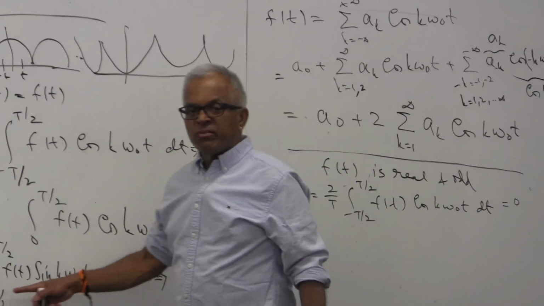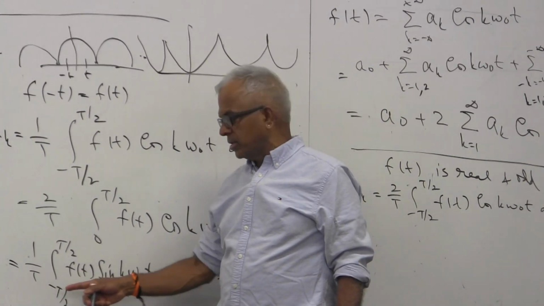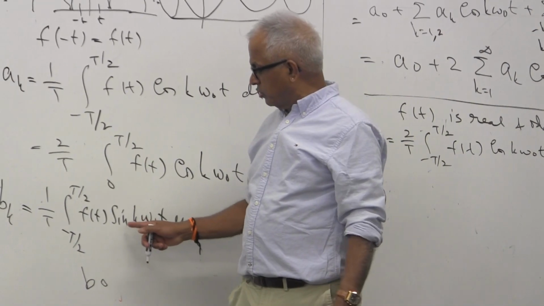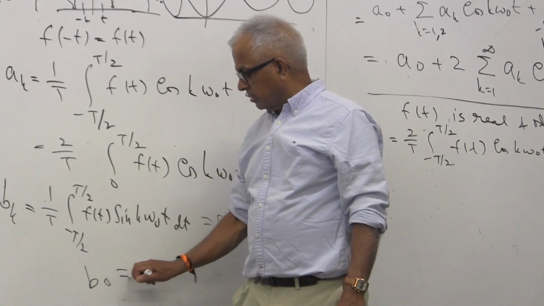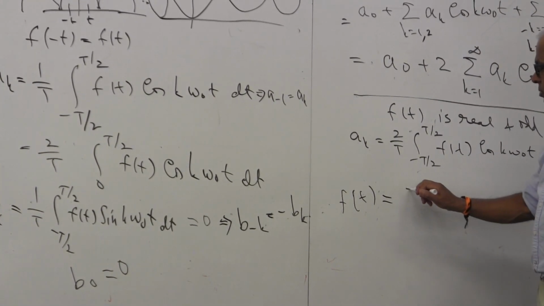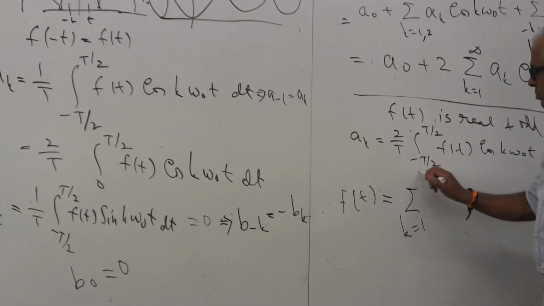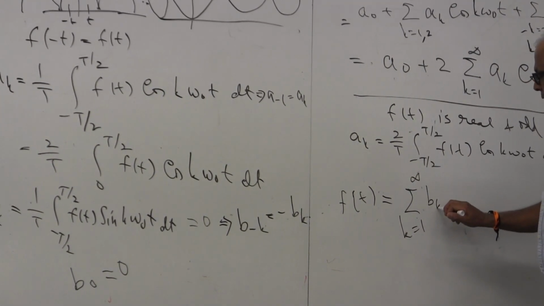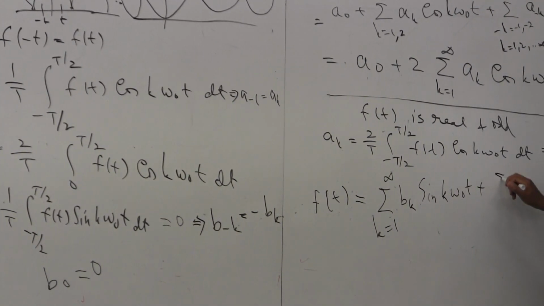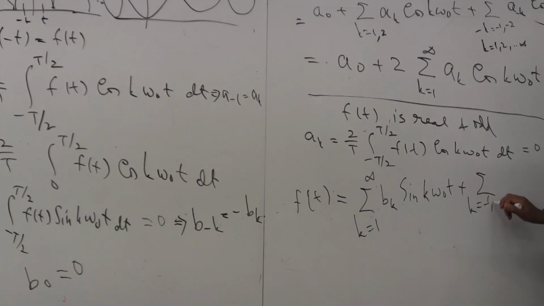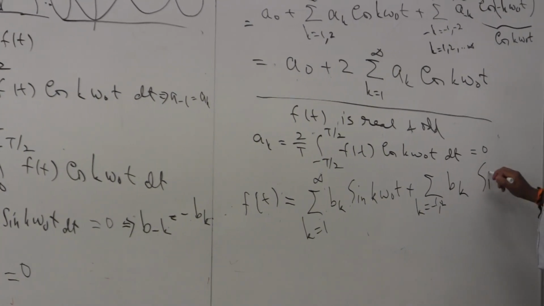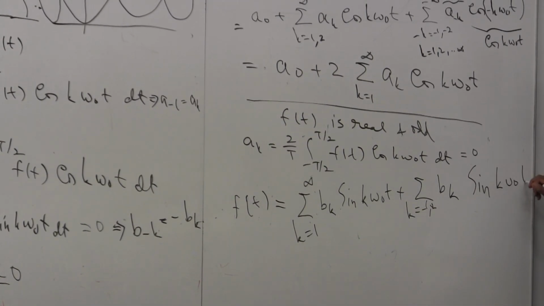But look at here, for any function, it doesn't matter what the symmetry is. Look at here. What's the value of b0? Anybody? 0. Right, b0 is 0 because if you put k equal to 0, that's gone, right? So ft, you only have the bk terms and b0 is 0. So you have k equal to 1 through infinity bk sine k omega naught t plus k equal to minus 1 through minus infinity bk sine k omega naught t. Right?